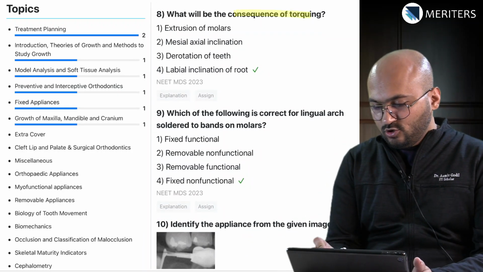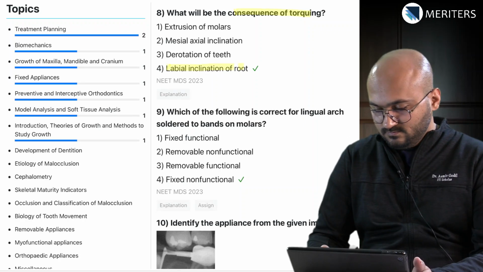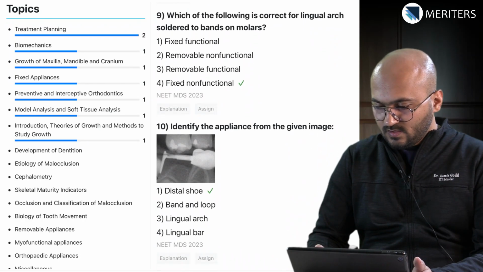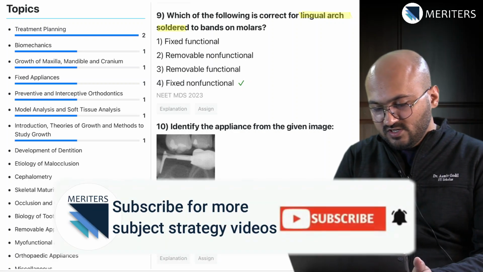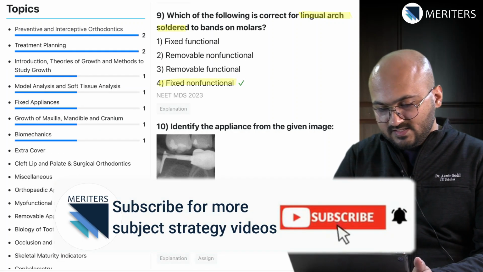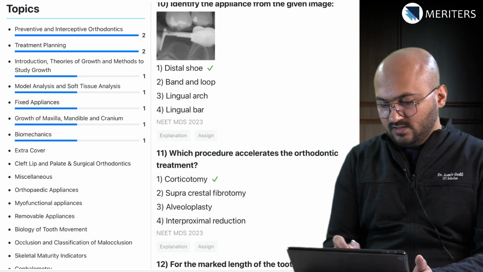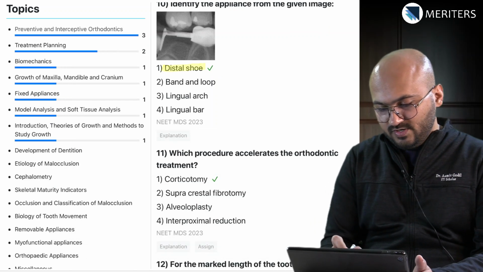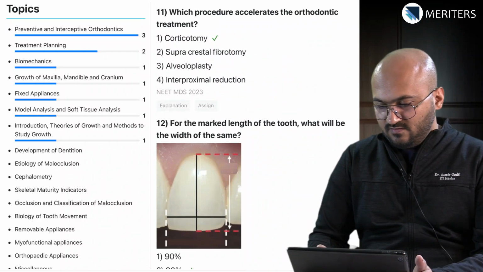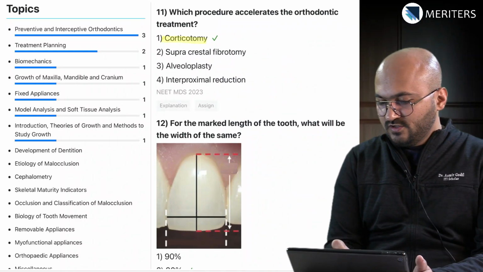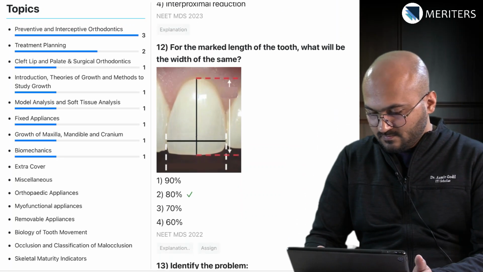The consequence of torquing would lead to labial inclination of root, biomechanics. Then we have a question on lingual arch soldered bands to molars. They are fixed non-functional appliances. Again, preventive and interceptive. Then this is a radiograph of distal shoe, preventive and interceptive. Then we have surgical orthodontics, corticotomy, which accelerates orthodontic treatment.